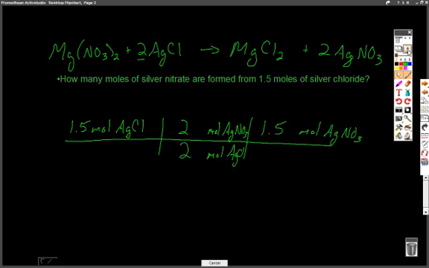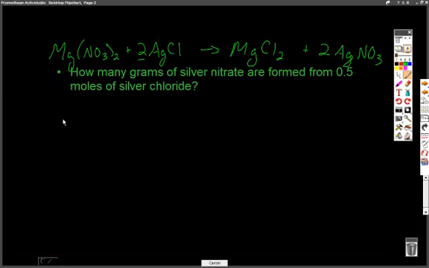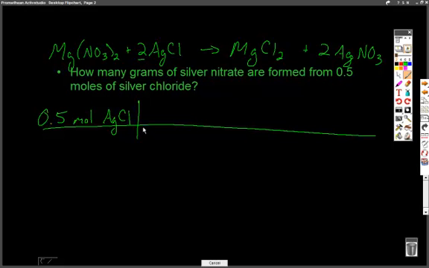So now what we're going to do is go ahead and look at the next problem. In this next problem we are asked how many grams of silver nitrate are formed from 0.5 moles of silver chloride. So again, just like we did with the previous problem, we start with what we know. So we know that there are 0.5 moles of silver chloride, AgCl. And the question is how many moles of silver nitrate can we form, or excuse me, how many grams of silver nitrate, which is what's important in this case.